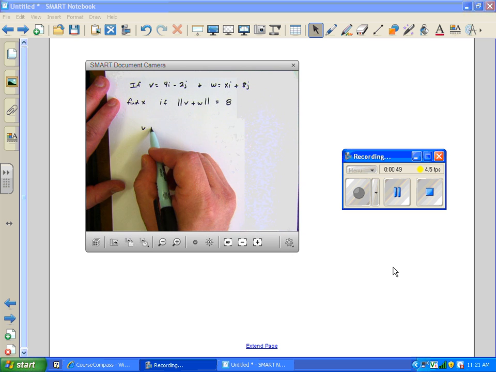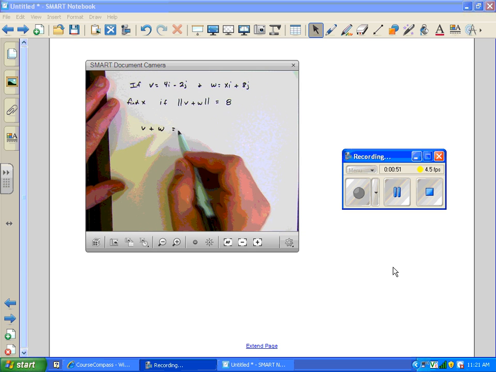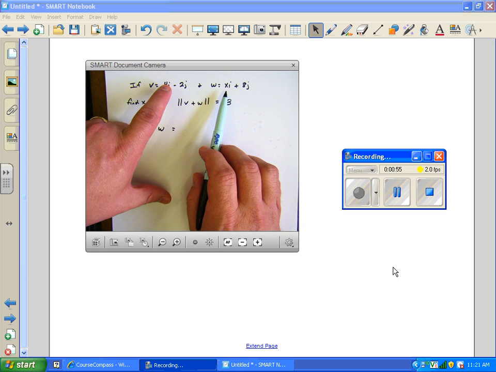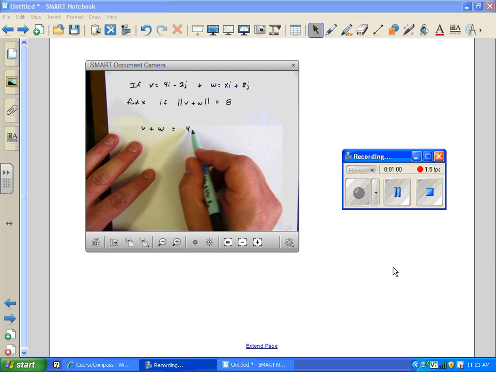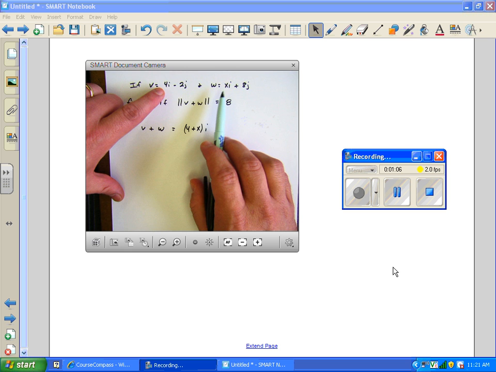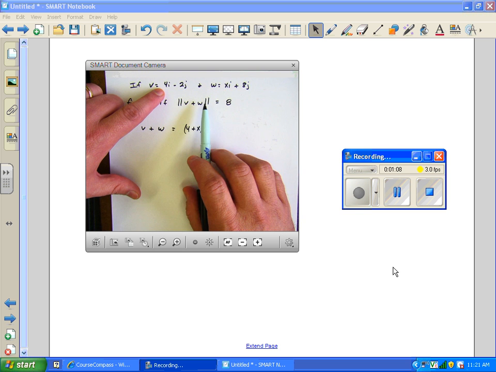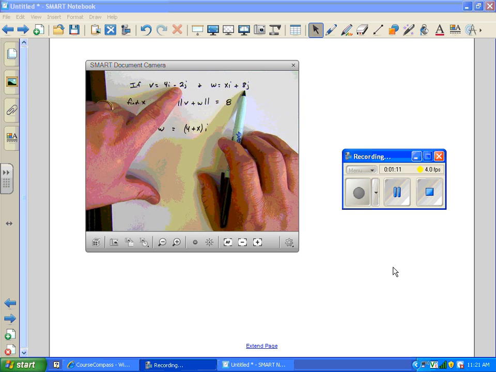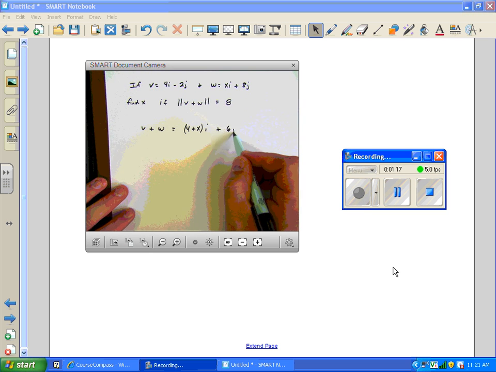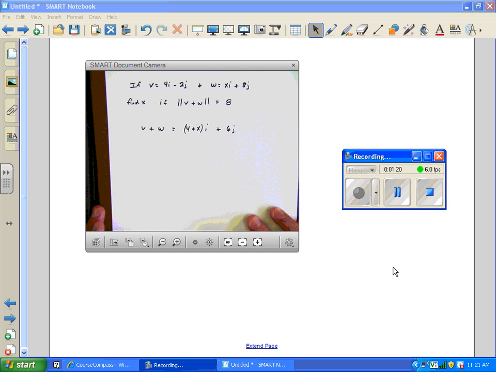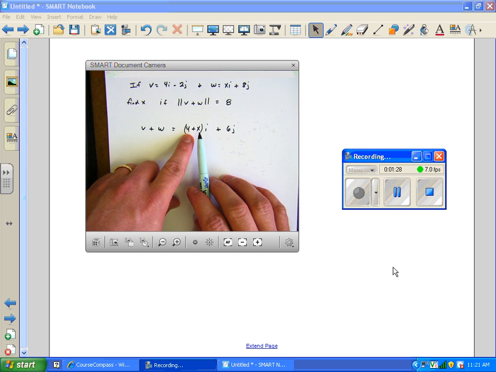So V plus W here would be equal to 4i plus xi, so it would be 4 plus x i, right? I'm adding the components together. And then the other two components, negative 2 plus 8 would be 6, so it'd be plus 6j. Did y'all follow that? I just added the two vectors together. The way you add two vectors is you just add the components. The only thing is we didn't know what this one was, so I left it unknown there.